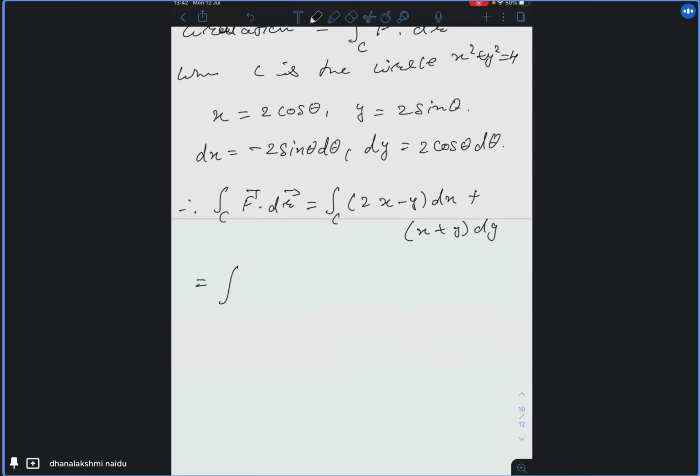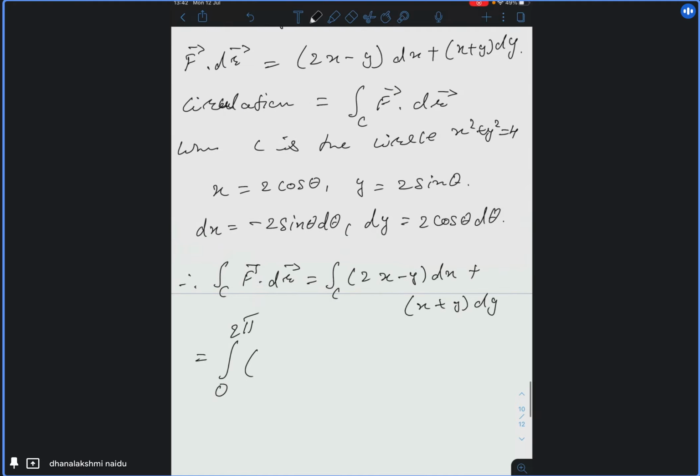It is mentioned only in the first quadrant, but here it's the whole circle they have mentioned in the xy plane. So it has to be 0 to 2 pi. Those are the limits of theta.